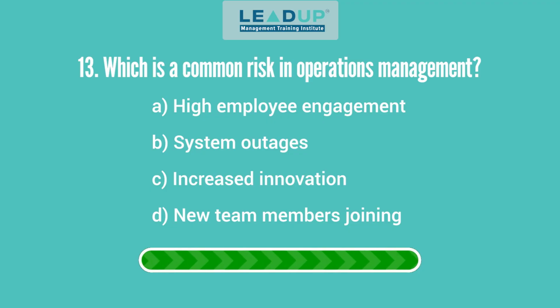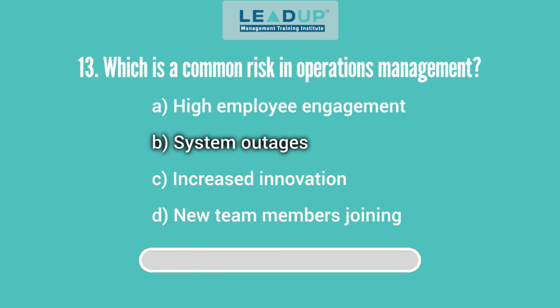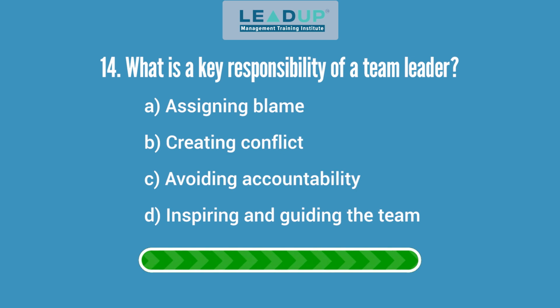Question 13. Which is a common risk in operations management? A. High employee engagement, B. System outages, C. Increased innovation, and D. New team members joining. Answer: system outages.